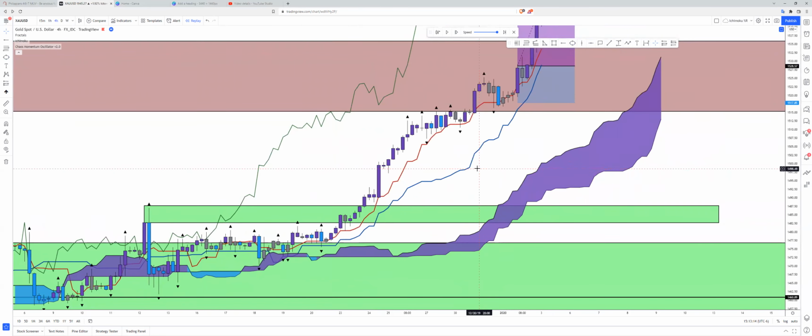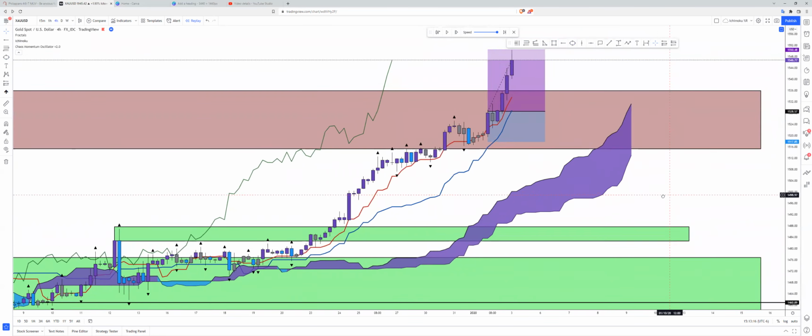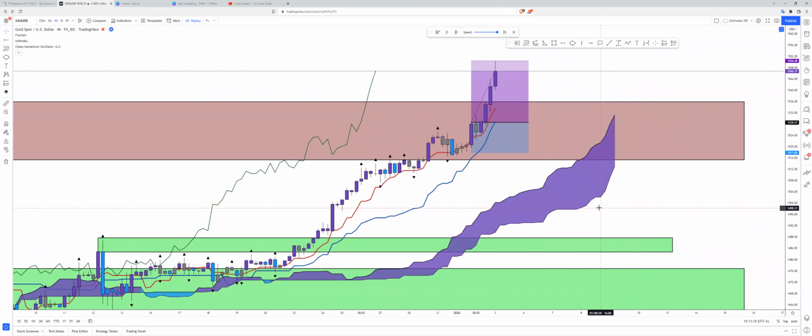I had that same question too when I first saw fractals. Like, what does this mean? And it means nothing, at least that's what I've been taught. What's important is when the price breaks above or below a fractal. That's what gives me the signal.